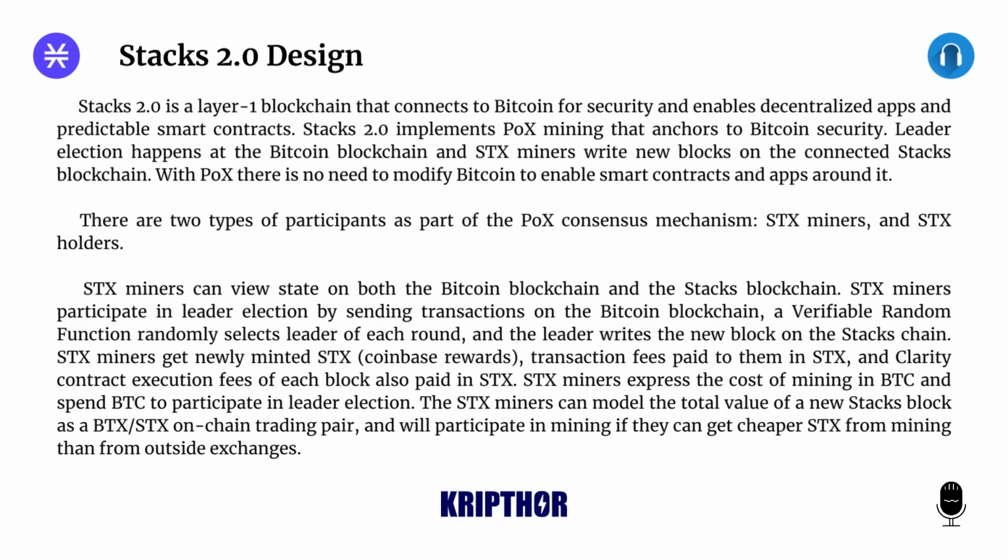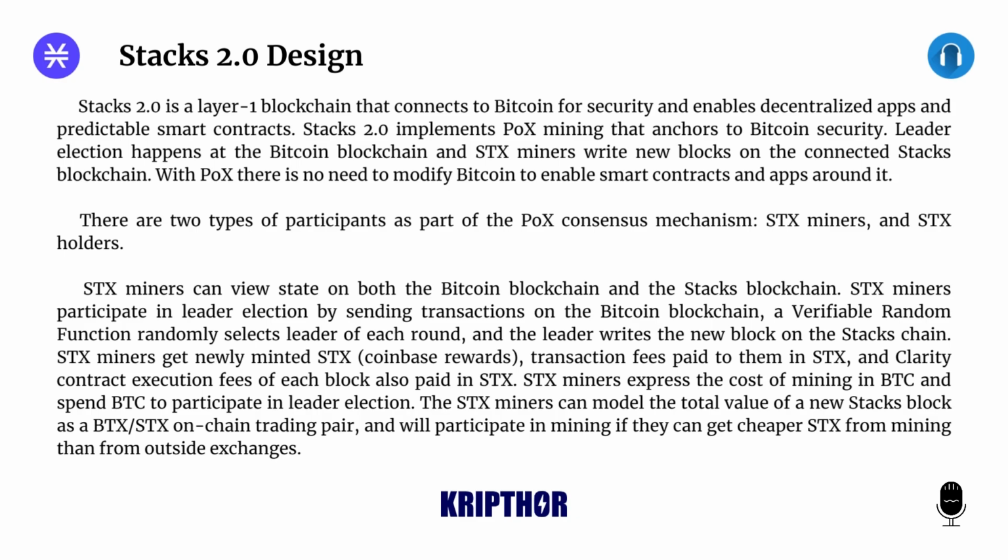There are two types of participants as part of the PoX consensus mechanism, STX miners and STX holders. STX miners can view state on both the Bitcoin blockchain and the Stacks blockchain. STX miners participate in leader election by sending transactions on the Bitcoin blockchain. A verifiable random function, VRF, randomly selects the leader of each round, while giving more weight to higher BTC bids, and the leader writes the new block on the Stacks chain.